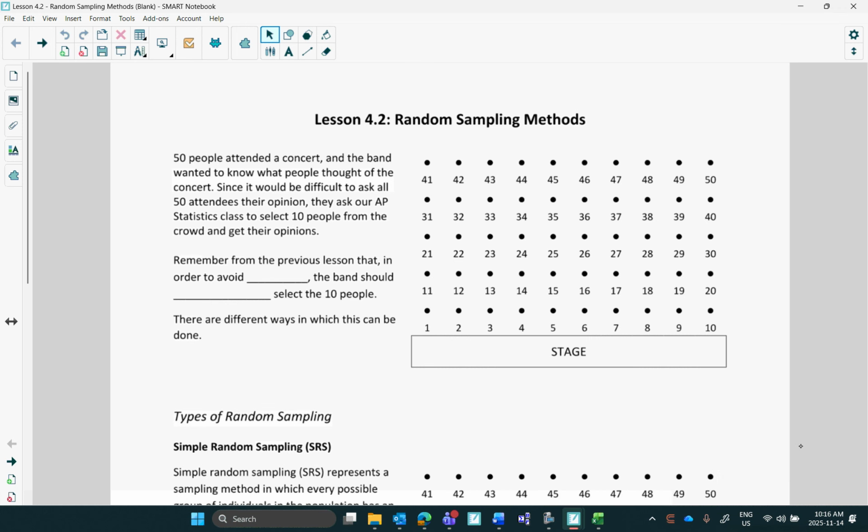So we're going to ignore the judgment, and we're going to talk about the 4 types of random sampling that we get.